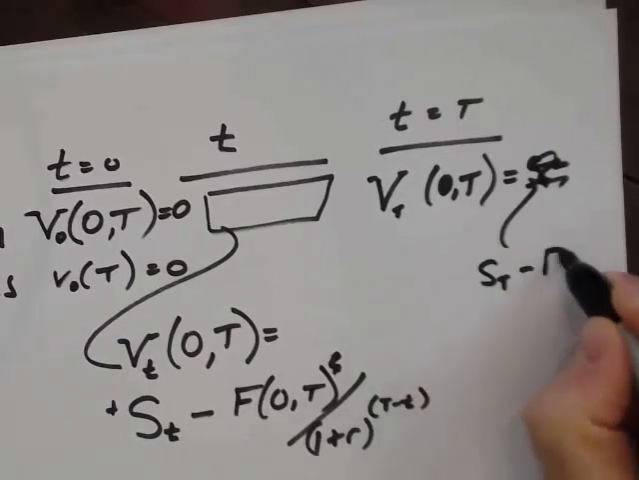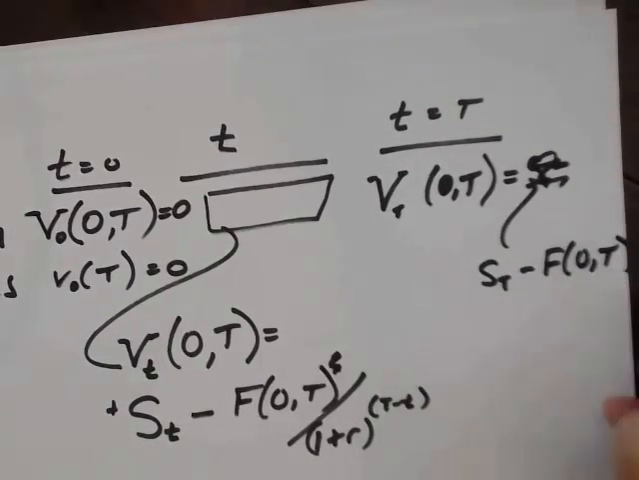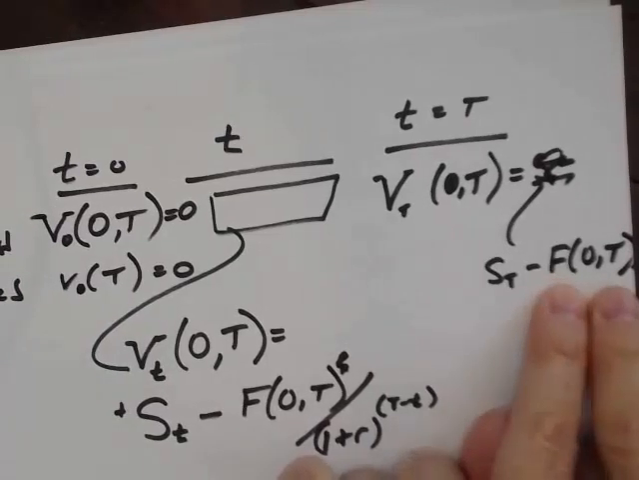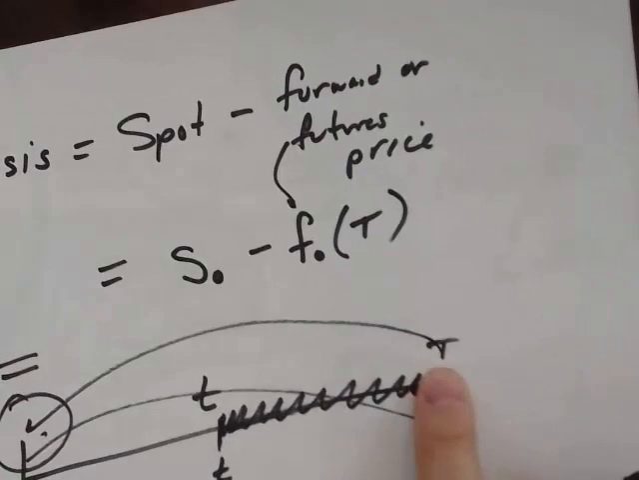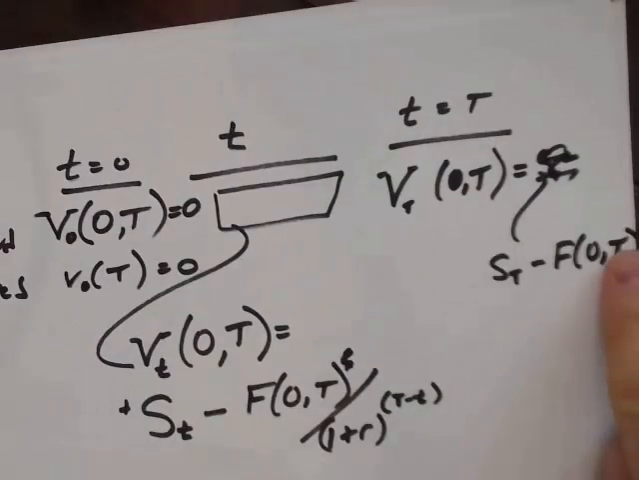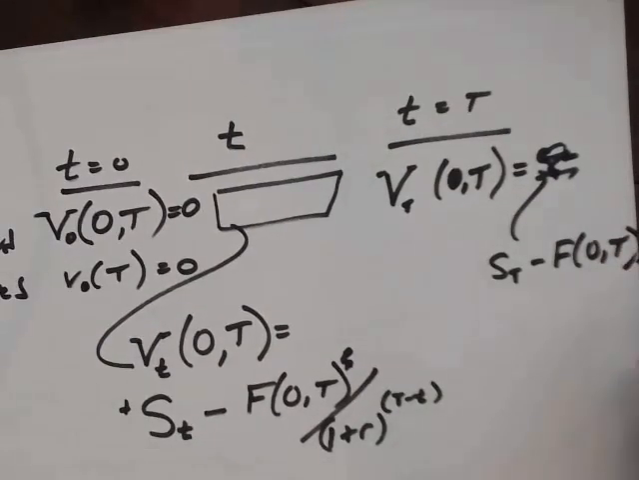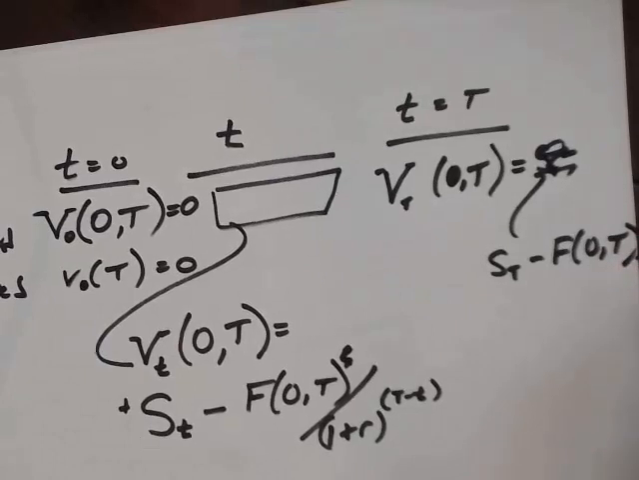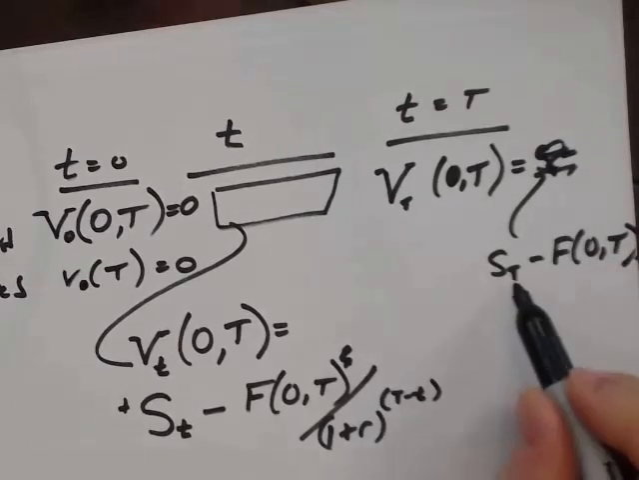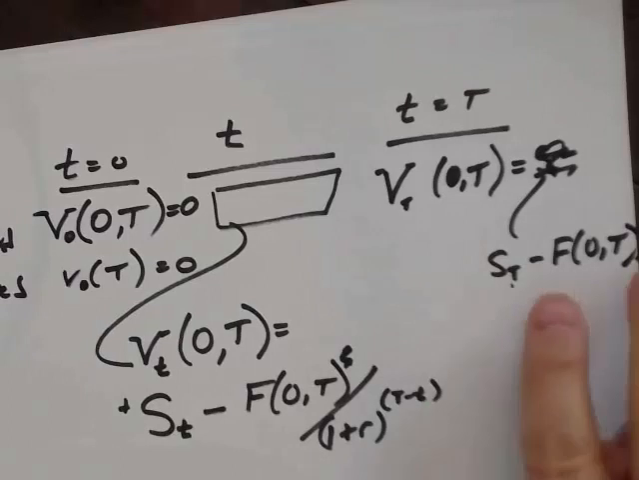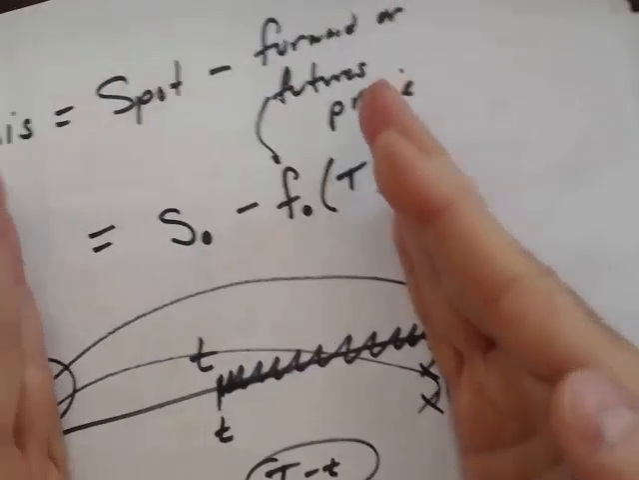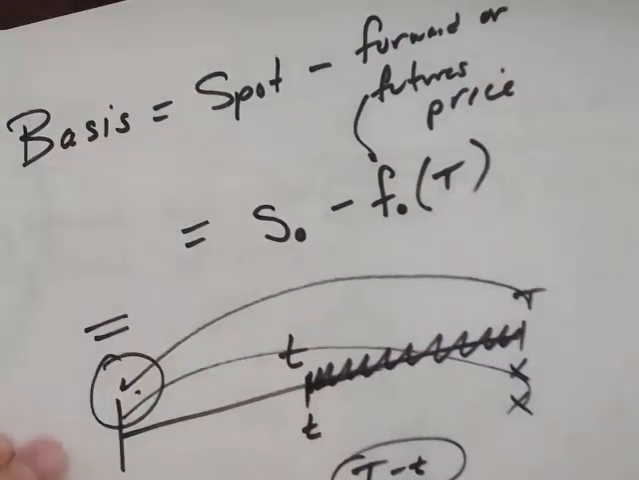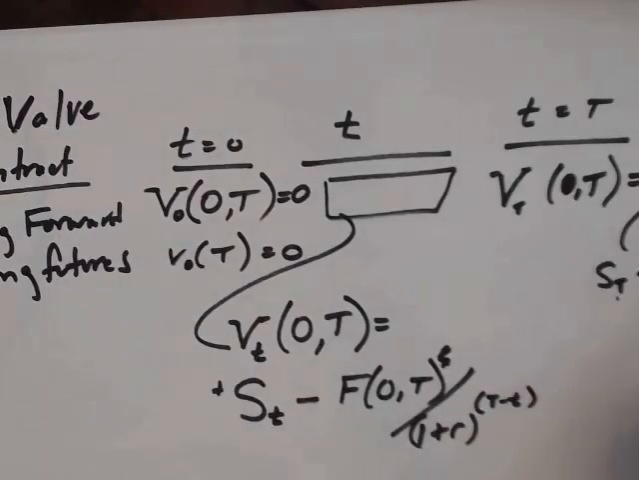ST minus... see, there's no discounting at this point because we're right at expiration. There's no time left, so there's no time to discount. So there's no discounting effect of dividing it by 1 plus R. So this difference is your cumulative gain or loss over the entire time you owned the contracts. So that's your cumulative gain or loss.